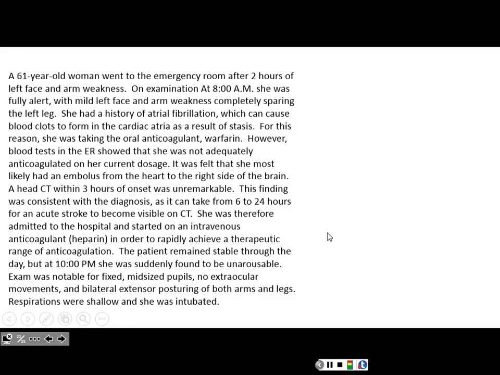The patient remained stable through the day, but at 10 p.m. she was suddenly found to be unarousable. Exam was notable for fixed, mid-sized pupils, no extraocular movements, and bilateral extensor posturing of both arms and legs. Respirations were shallow, and she was intubated.